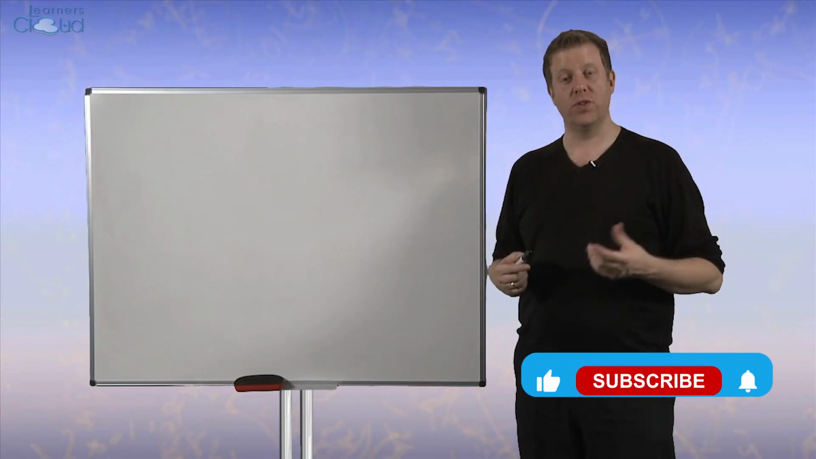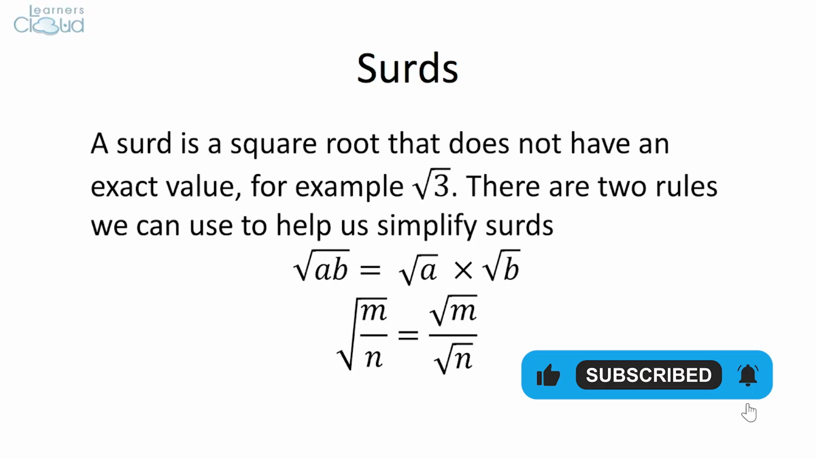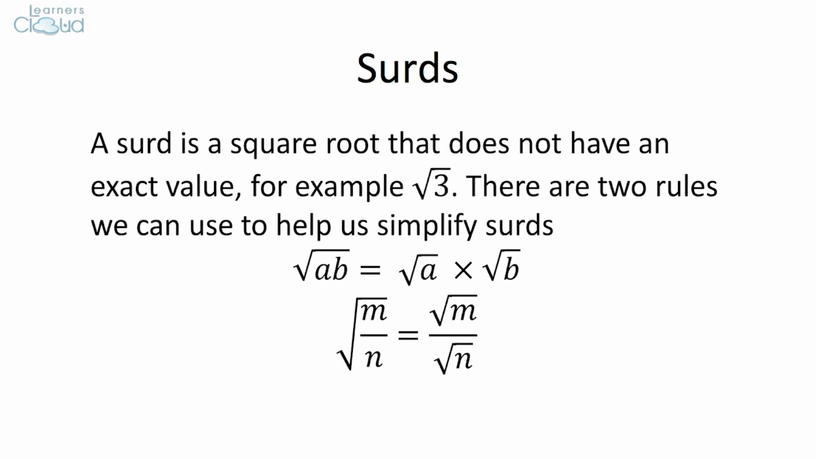Let's look at a couple of rules that will help us write numbers in surd form. A surd is a square root that does not have an exact value, for example the square root of 3. There are two rules we can use to help us simplify surds.